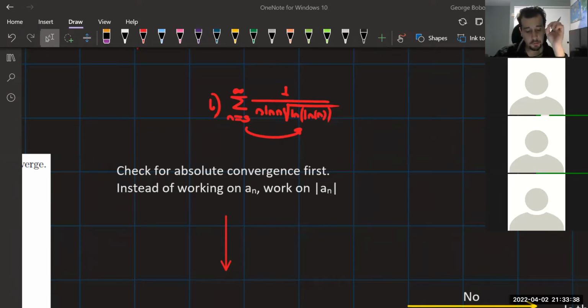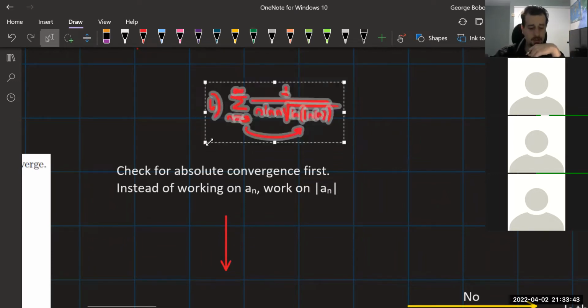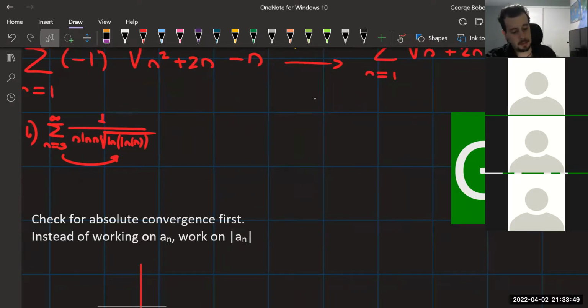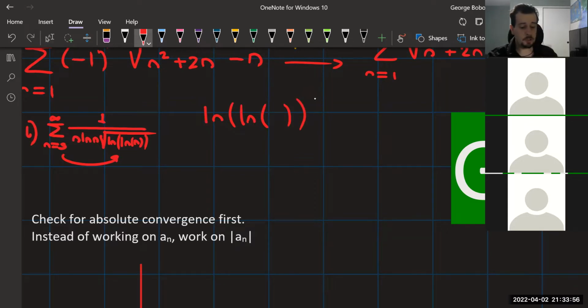How would you know ln of ln n gives a positive without a calculator? That's a good question. I don't think I would. Oh, but I think I could make it happen here. I'll give you a hint. Ln of ln. Okay. How would you know if it's positive without a calculator? What's ln other than log base e?